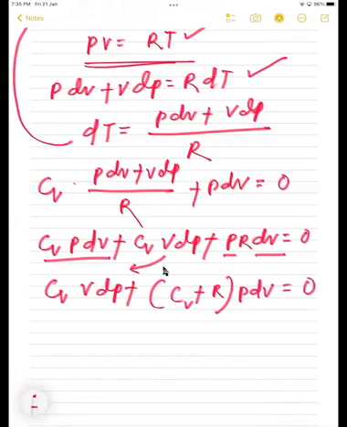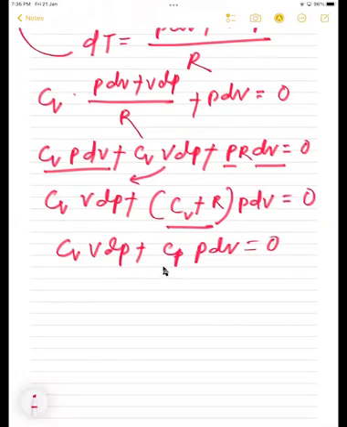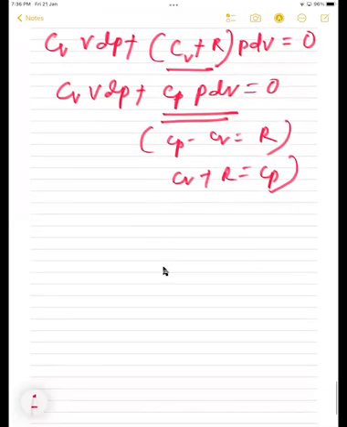Getting the students? And Cp − Cv = R, or not? Because Cp minus Cv is equal to R. Yes or no, students? Cp minus Cv is equal to R. So in place of Cv plus R is equal to Cp, can we put it or not? Getting, students? Yes, sir. So let's divide both sides by Cv.